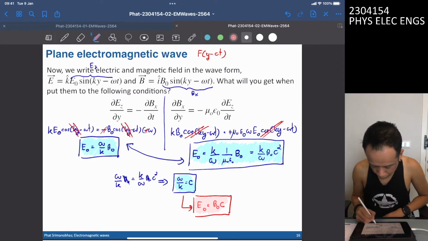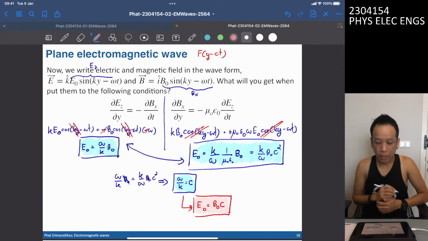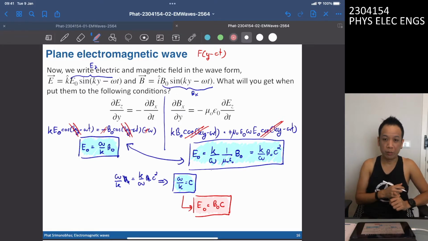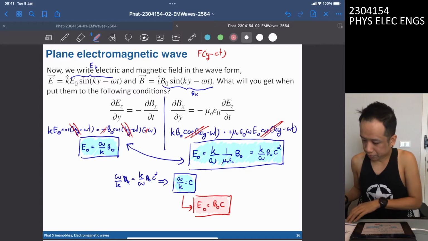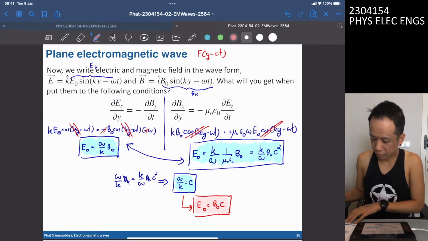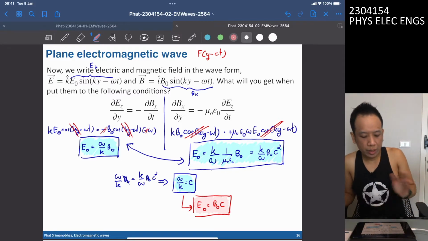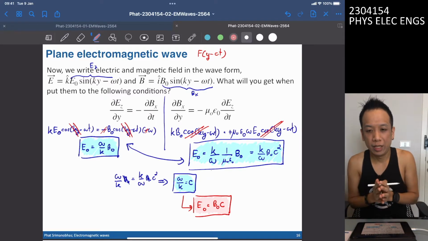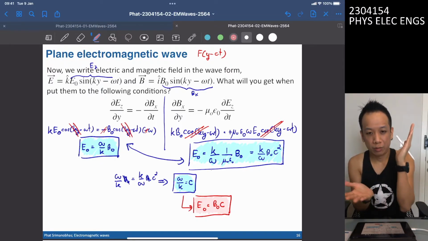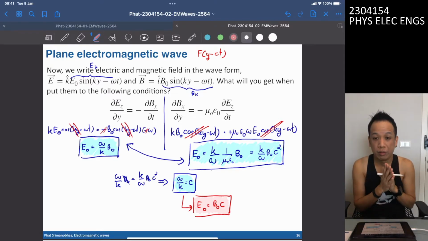So now you have the relation of E and B, and you know that omega over k becomes the speed c. So now you see that E and B are basically the same thing in the matter of size. If you have E, it controls the size of B. It's just going in different directions.